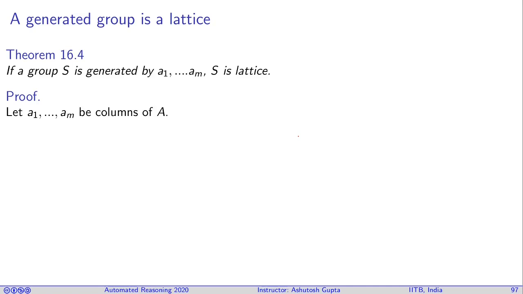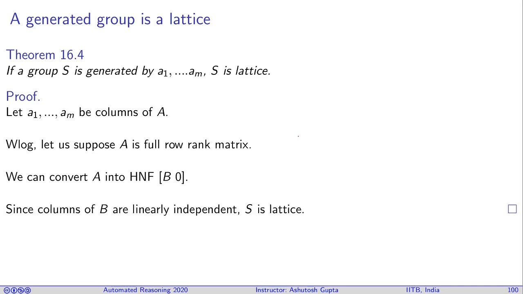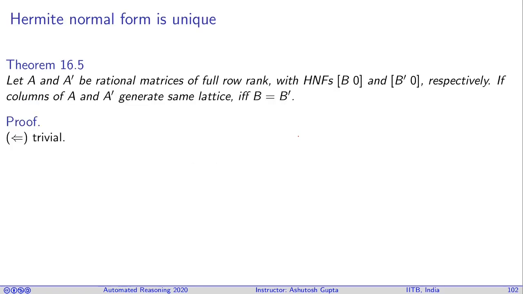Let a1 to an be the columns of A. Without loss of generality, let us suppose A is a full row rank matrix, it just spans the whole space. We can convert A into HNF form B0. Since the columns of B are linearly independent, S is a lattice. So there was a requirement that a1 to am be linearly independent, and if they are not linearly independent, it's okay. There's an important observation that comes along.